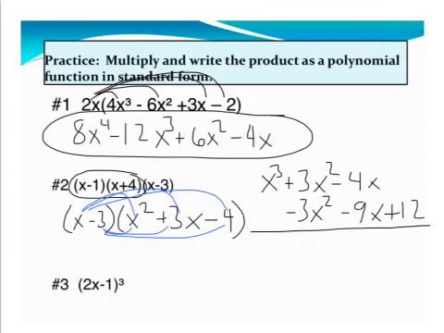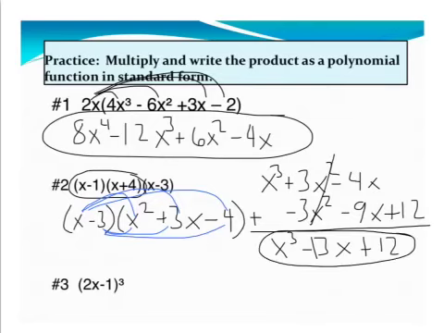Notice how now I can add all these together. I have x cubed, and then here 3x squared and negative 3x squared. Those cancel, and I'm left with the negative 13x, and then I have the positive 12. So this is my final answer here, written in standard form.